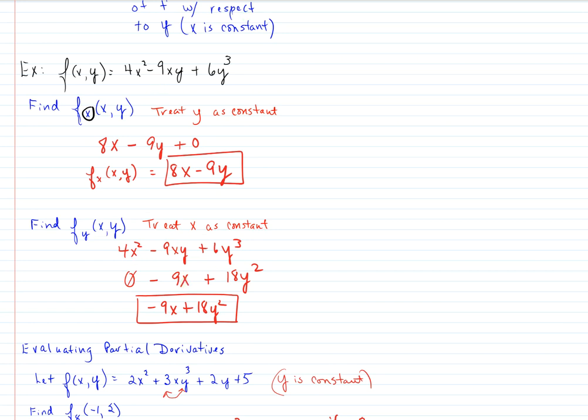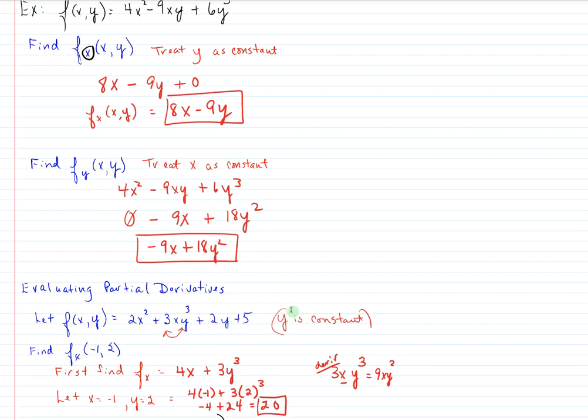Let's see, I said that wrong. It's negative 9x because x is a constant and we're taking the derivative of y, so it'll be whatever the constant is in front of it. So it'll be negative 9x plus, do this like we normally do, 18y squared. So that is our final answer on that.